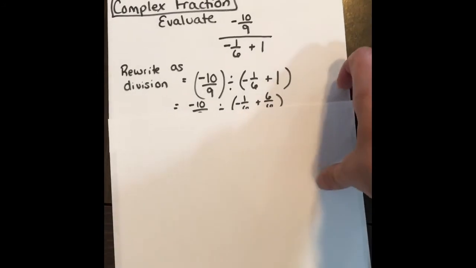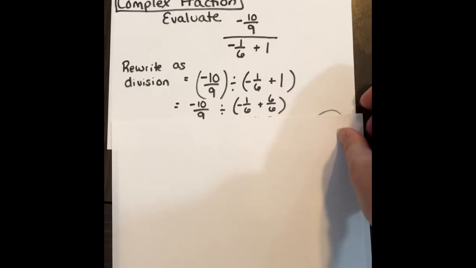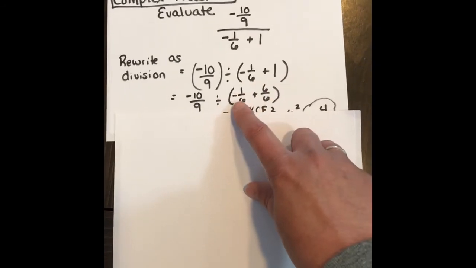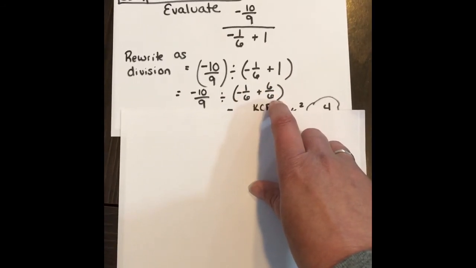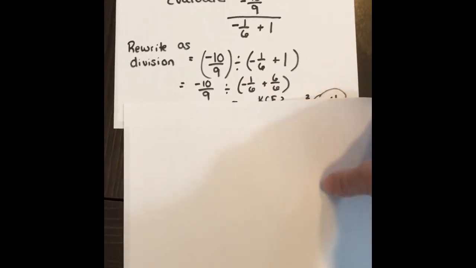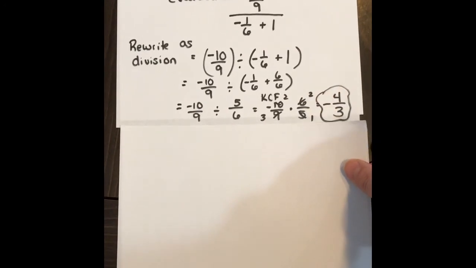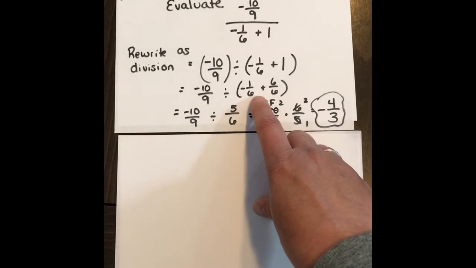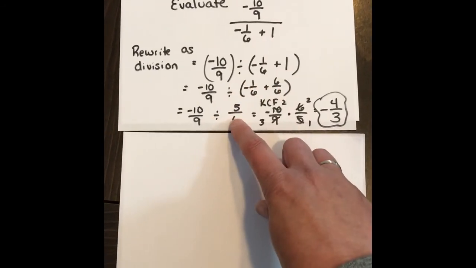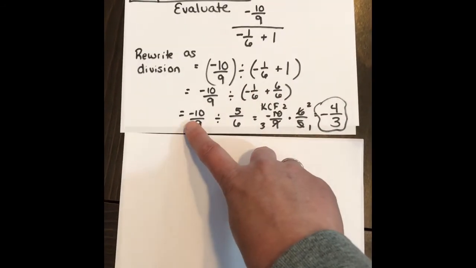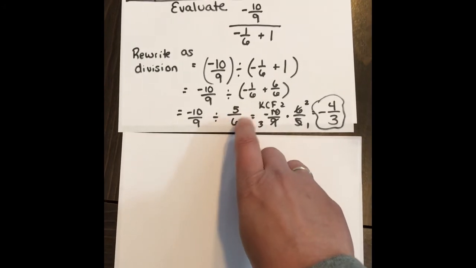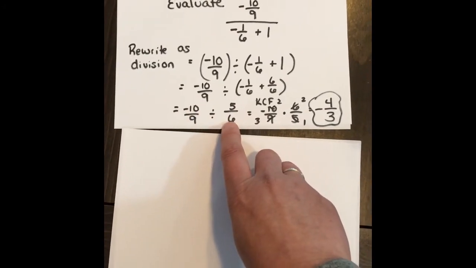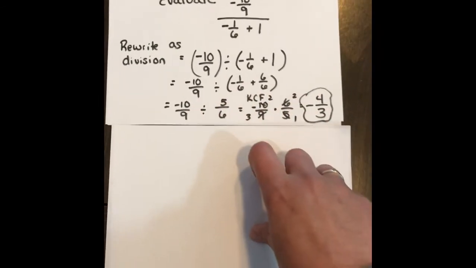So next step, I just changed them to have a common denominator because you're adding. So I have negative 1/6 plus 6/6. And that's going to give me 5/6 here, right? Negative 1, you're taking 1 away from 6, so you get 5/6. So we have negative 10/9 divided by 5/6. Now remember, this is a negative divided by a positive, so our answer will be negative.